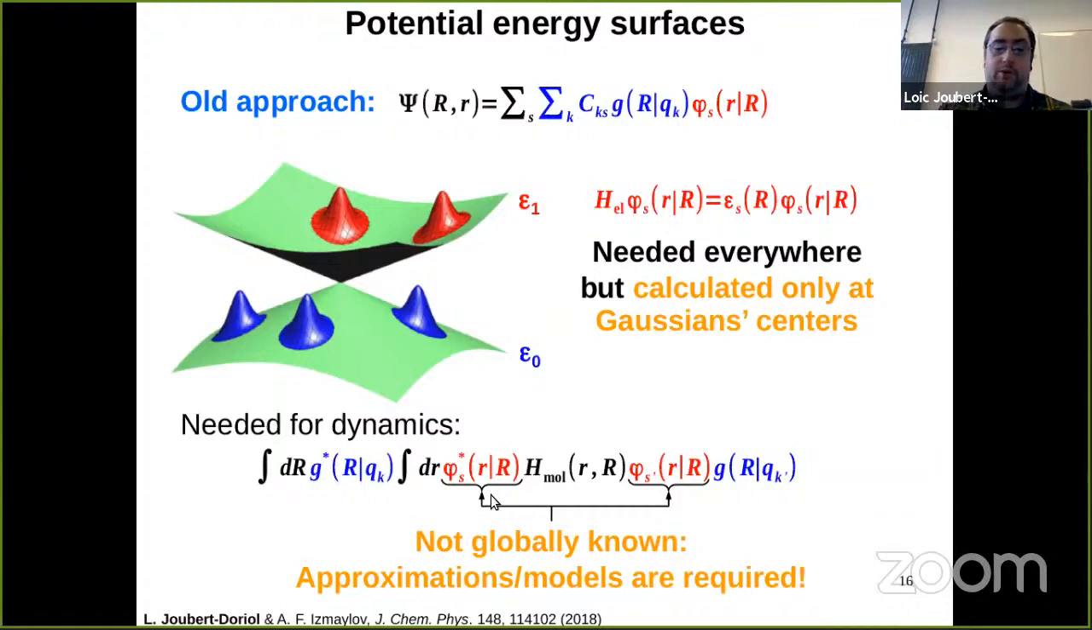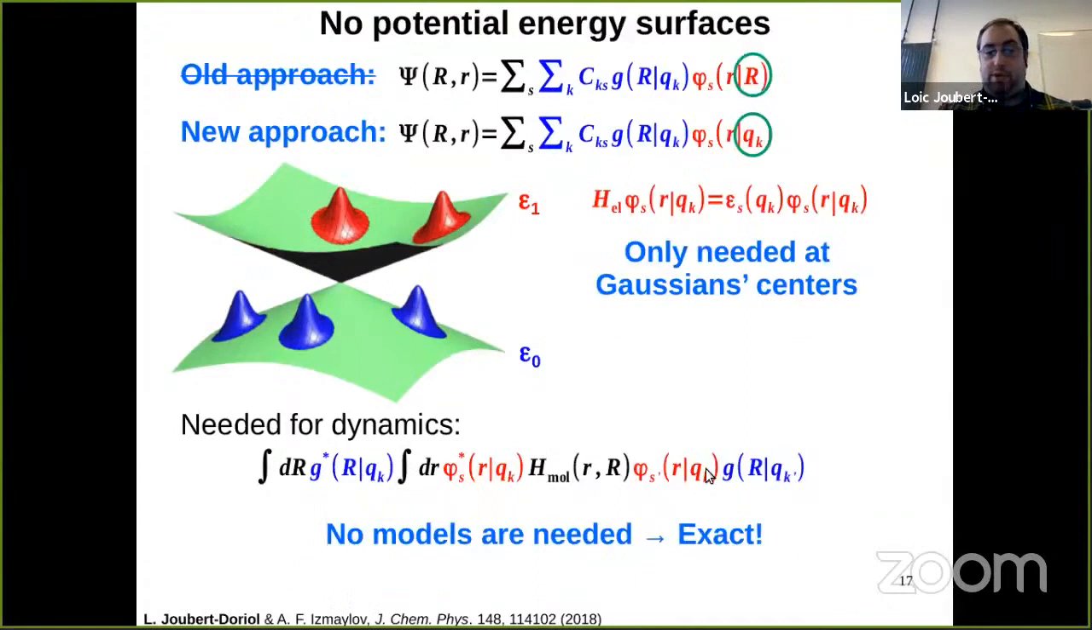With the new approach, the integrals that you have to calculate now involve these moving crude adiabatic states, and they don't depend on big R, so you can perfectly exchange the two integrations and integrate first over big R. So you get rid completely of potential energy surfaces here, and you can calculate everything exactly. It's just a Gaussian transform of the molecular Hamiltonian. Then if you think about it even more, the electronic states are in fact obtained as a linear combination of products of Gaussians. And all this integral is just a multidimensional Gaussian integration that can be done numerically exactly. So no models are needed, and with this approach, at least for the model, the evaluation of the matrix elements is exact.